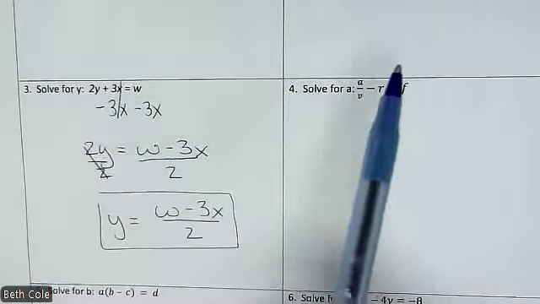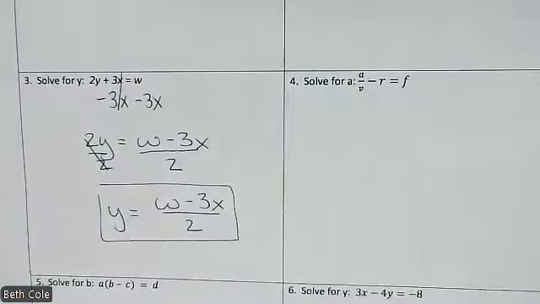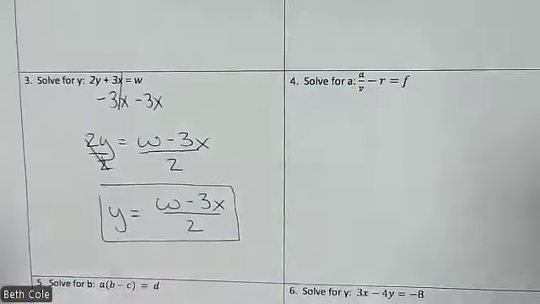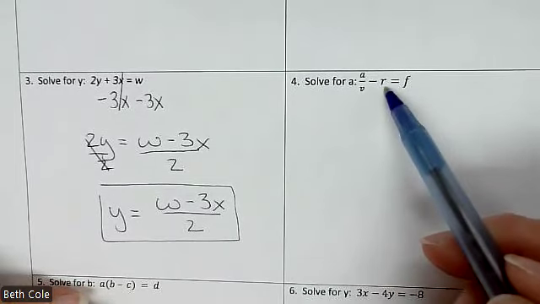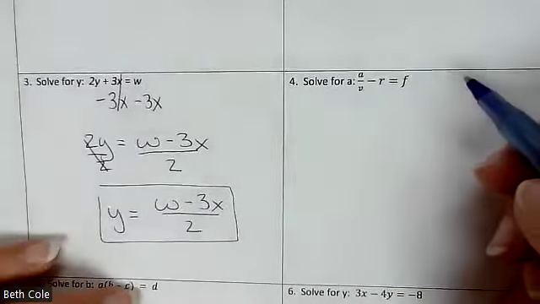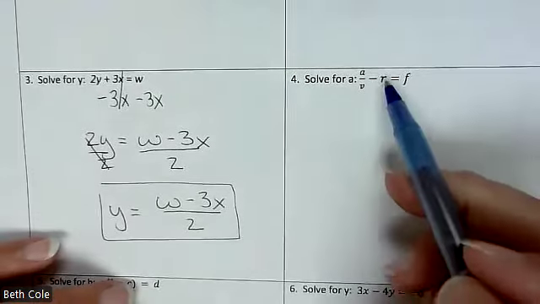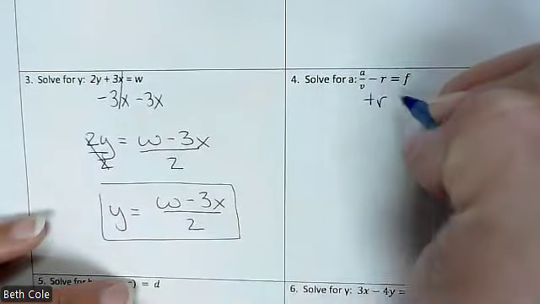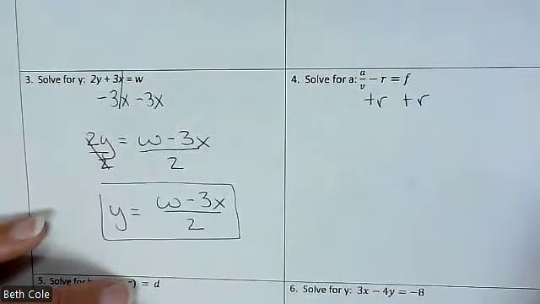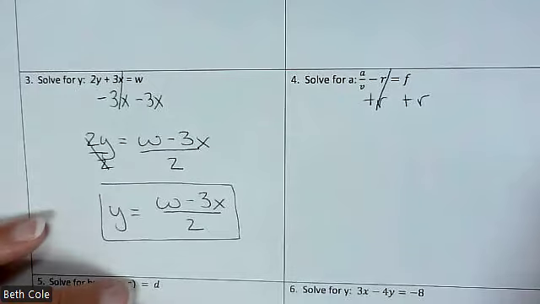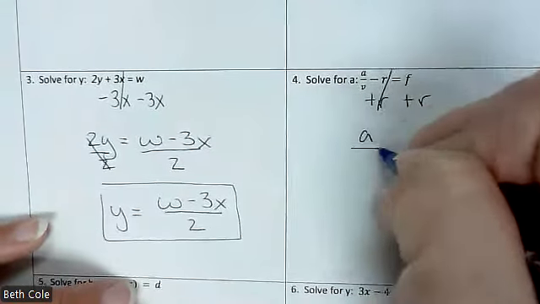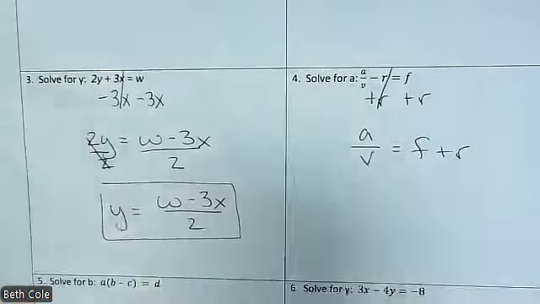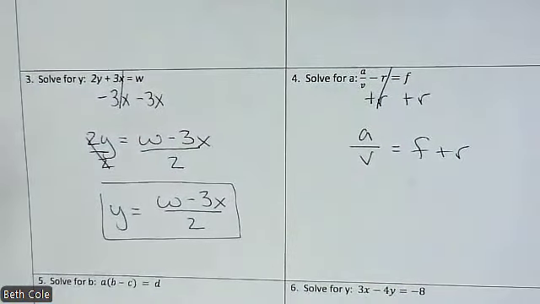All right, what variable are we solving for in this one? A. So just be aware of which variable you're trying to get by itself. You have a over v minus r equals f. It's like every letter here. Not yet. First, we need to take care of this. No. Plus r. Good. You're going to plus the r over. So what is f plus r? F plus r. You can't combine that and get z or something like it. It's just letters.